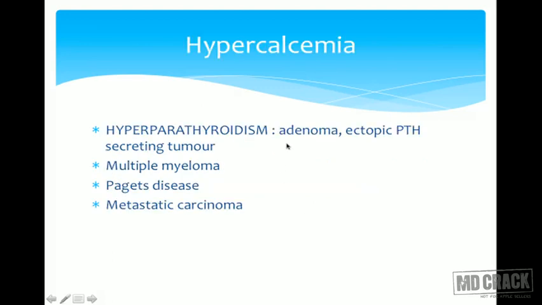Now hypercalcemia, where is it seen? Usually it will be seen only with hyperparathyroidism. Remember, in hyperparathyroidism, PTH causes bone demineralization and increases calcium levels. The more the PTH, the more the bone demineralization. So hyperparathyroidism will cause hypercalcemia, could be because of adenomas or ectopic PTH-secreting tumor, multiple myeloma, Paget's disease, metastatic carcinoma.